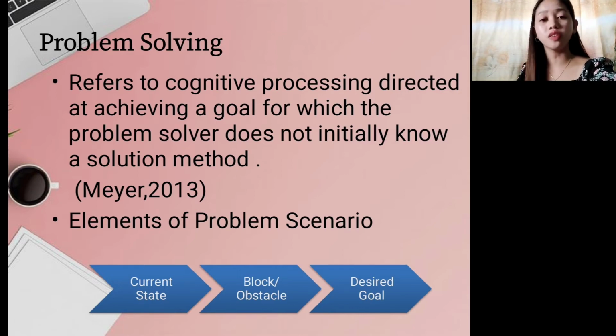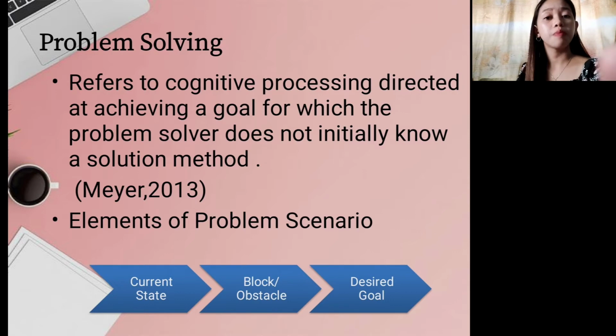And with the 21st century classroom, it is important to develop our problem-solving skills into our learners, because before they are not exposed to real-life problems. That is why when they are in actual problem, they don't know what exactly to do because they are not equipped or trained for them to resolve that particular problem.